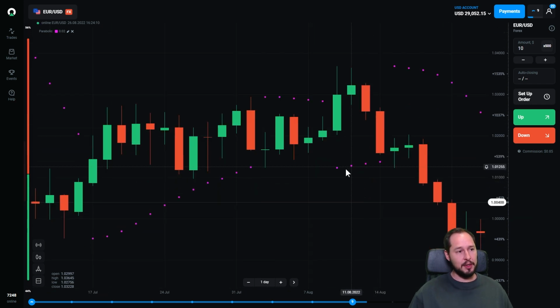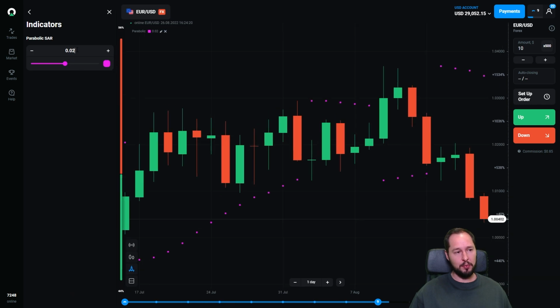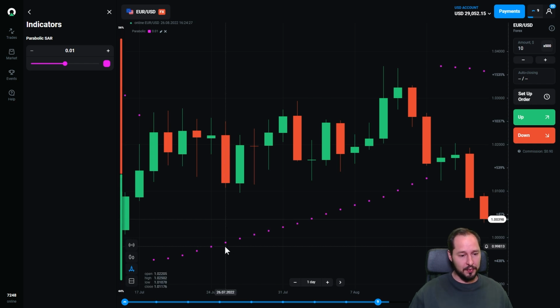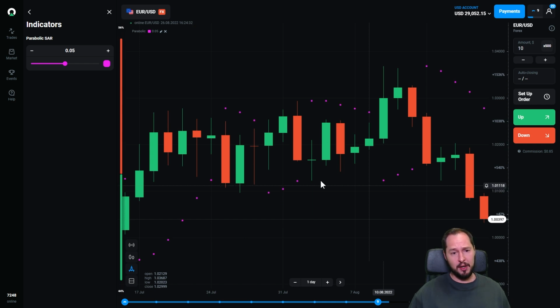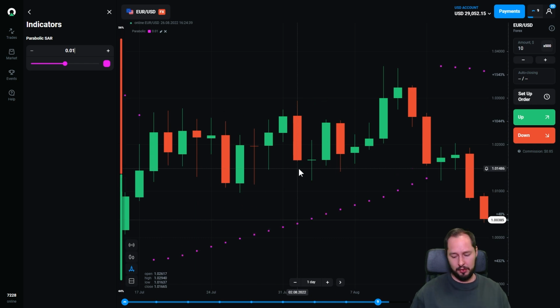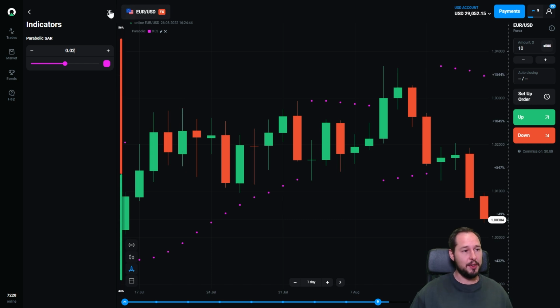Another tip for trading is the settings of the parabolic. I highly recommend you use the standard settings, which are 0.02, but you can play with it. For instance, if you make it lower, 0.1, it will become less sensitive. If you make it, I don't know, 0.5, it will be more sensitive, but there will be lots of false signals. So I recommend you use the standard 0.02 numbers over here.